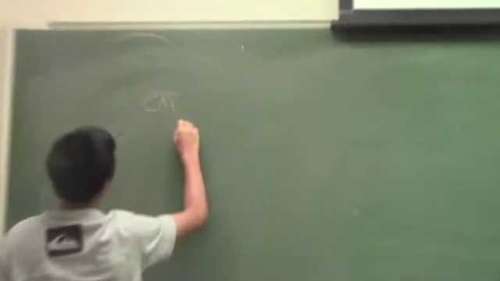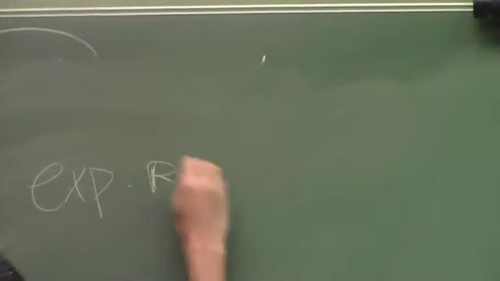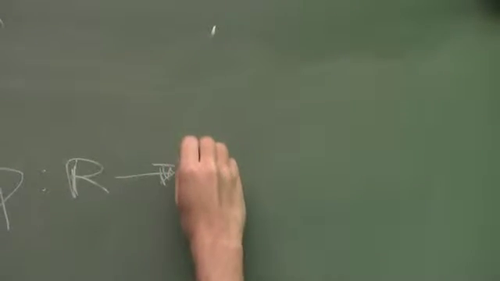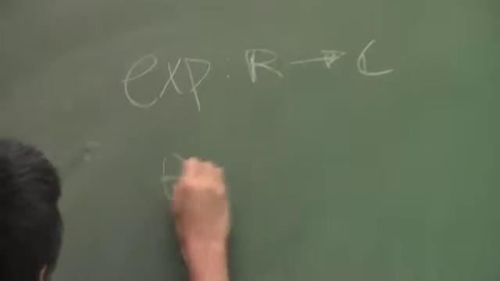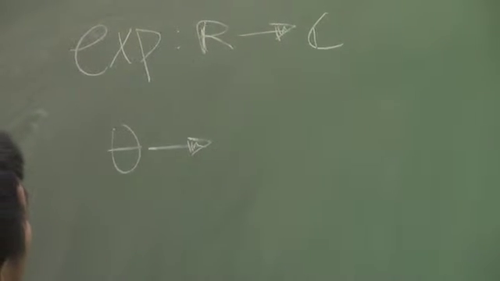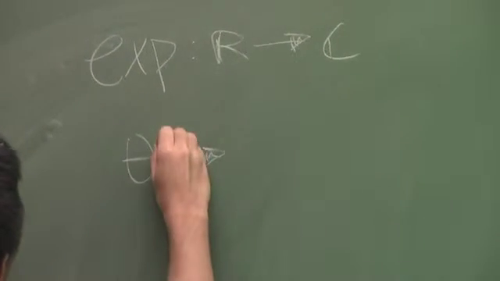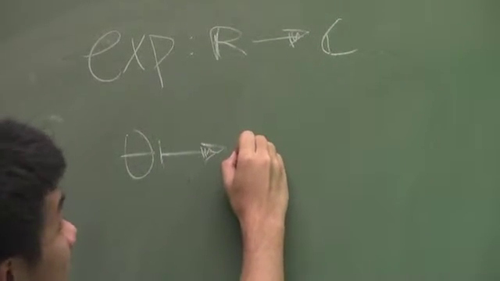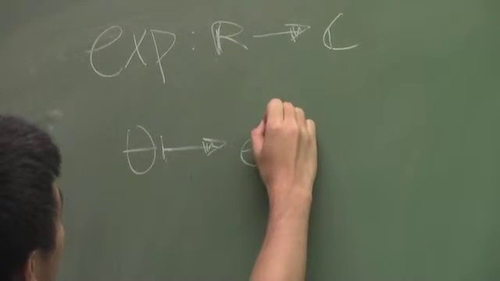That's the exponential function. Right. From the real numbers, colon, R to C. Put a bar into the C. Map. And theta maps to, put a vertical line at the left end of the arrow, e to the 2 pi i theta.